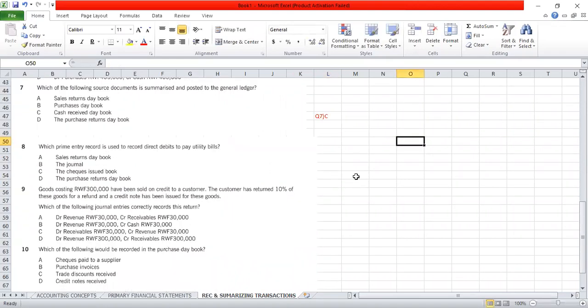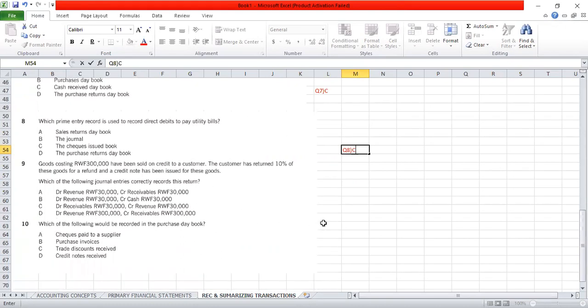Question 8. Which prime entry record is used to record direct debit to pay utility bills? Sales return daybook? No. The journal? No. The cheque issued book? Yes. We have to pay a direct debit. If it is direct, our cash or bank should be directly affected. That's why C is the right answer.